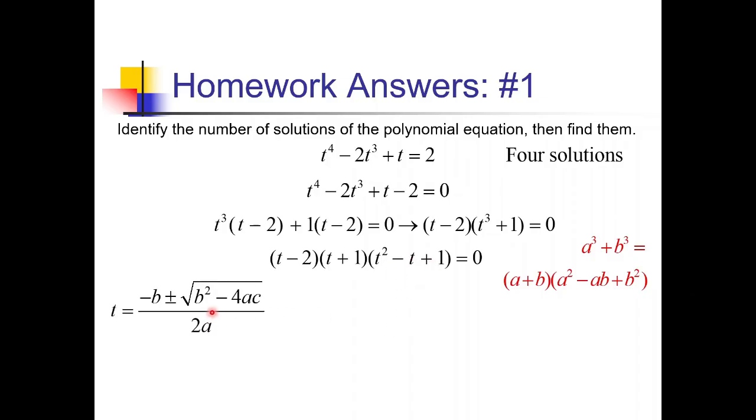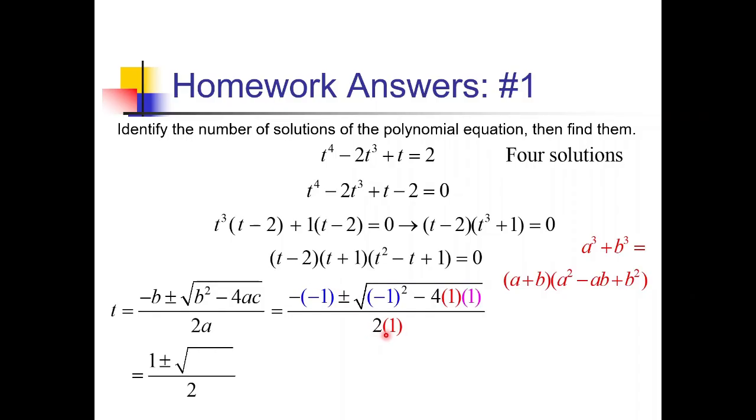So we have negative b plus or minus square root of b squared minus 4ac all over 2a. This is going to be negative 1 for that middle coefficient, plus or minus square root of negative 1 squared, minus 4 times the a value 1 times the c value 1, all over 2 times the a value of 1. So a lot of 1's here. On the outside, we have a positive 1. Down here, this is going to be a 2. And on the inside, we've got 1 minus 4, or negative 3.